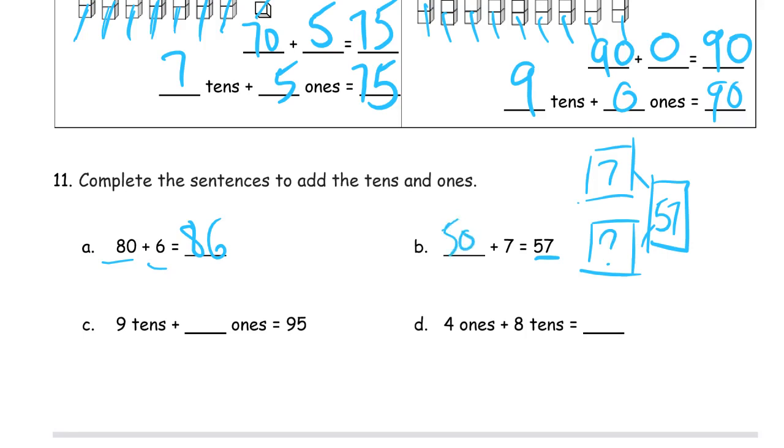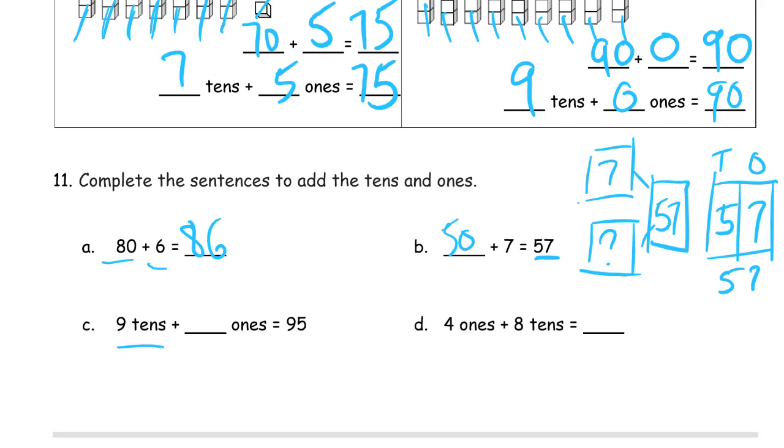Or you could draw a place value chart, and this will work for any of these problems. This one's tens, that's ones. Well, I know there's 7 ones, and I know I need to have 57 for the whole number, so what I'm missing is the 5 tens, and 5 tens is 50. You could do it that way too. But you might be able to just look at these and know what they are, but be careful. And you'll see why when we get to the end.